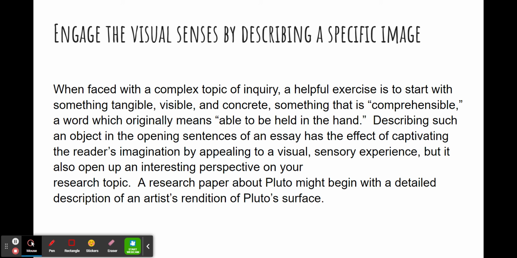A research paper about Pluto might begin with a detailed description of an artist's rendition of Pluto's surface. Then that would kind of get people picturing it and thinking about it, and wanting to know more. There are many different ways to do this as well. You could describe a variety of things to just try to reach out to your readers and grasp them so they want to read about your paper.